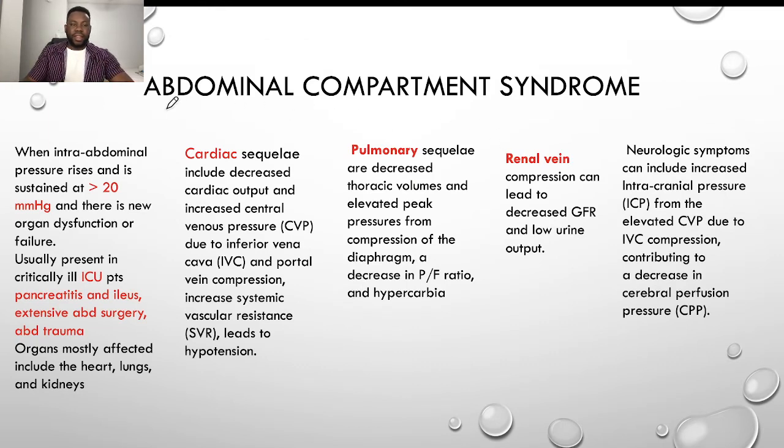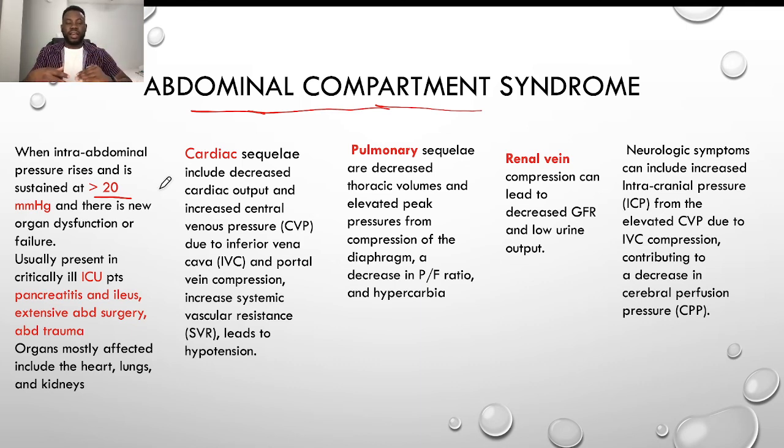The next thing is abdominal compartment syndrome. This is a very important topic also, that you need a very high clinical suspicion in order to diagnose it. So let's talk about it real quick. Abdominal compartment syndrome is when the intra-abdominal pressure rises and is sustained at greater than 20 millimeters of mercury, and this is causing a new organ dysfunction or an organ failure.